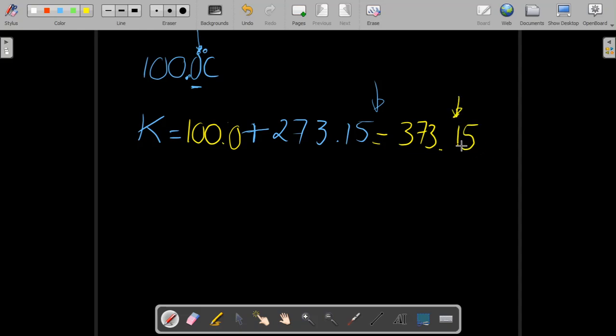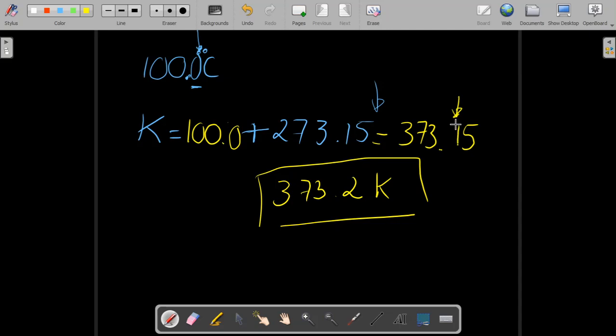Look at the next one over. 5 is big enough to round it up. So your answer is 373.2 Kelvin. This is your answer, okay? Because you need to stop in the 10th position. You always look at the next number coming up, see if it's big enough, 5 and up, round it up, and round up if you can. And then that's the answer for example 2.2.